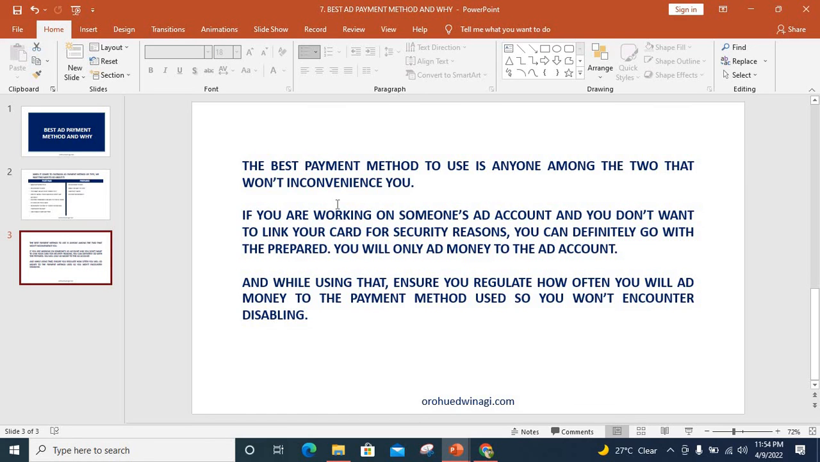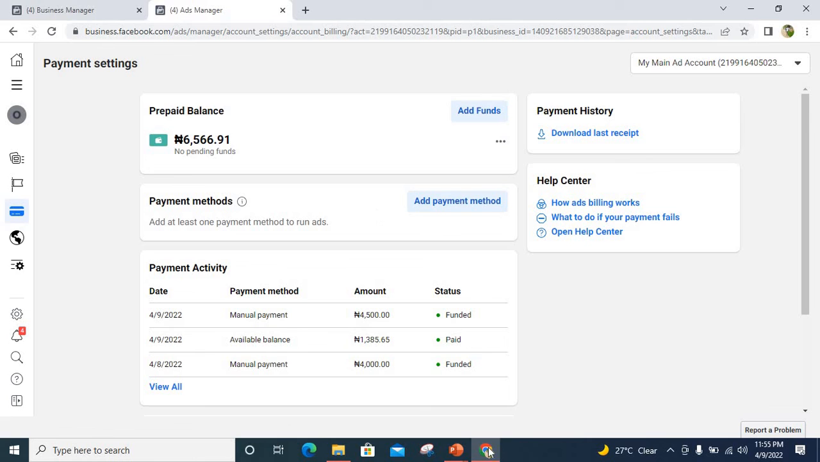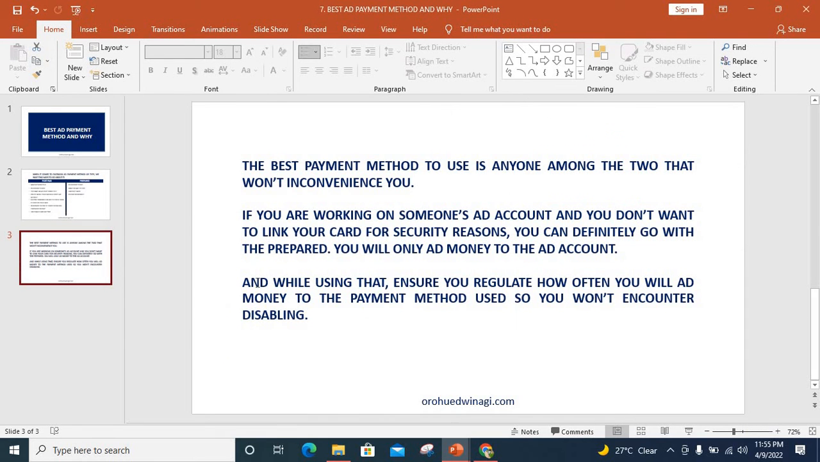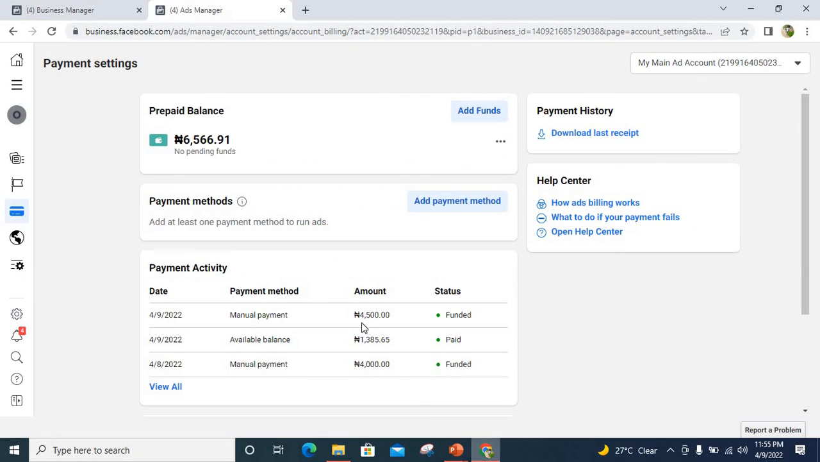Use anyone among the two that won't inconvenience you. So if you are working on someone's other account and you want to link your card for security reasons, you can definitely go with the prepaid. You only add money to the ad account just like it is here. Then while using that, ensure you regulate how often you add money to the payment method used, so you won't encounter disabling. So that if they should disable this account now, I'm not losing about 6,500. That is what that means.